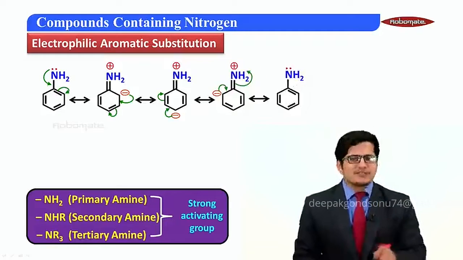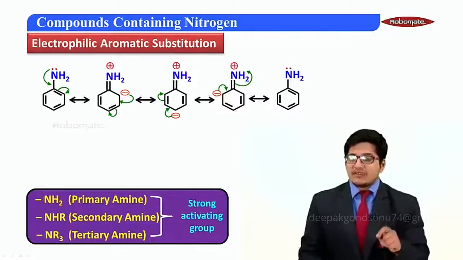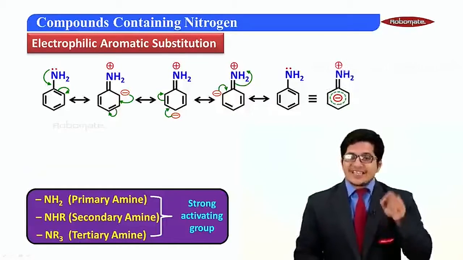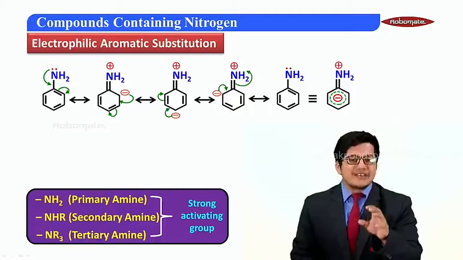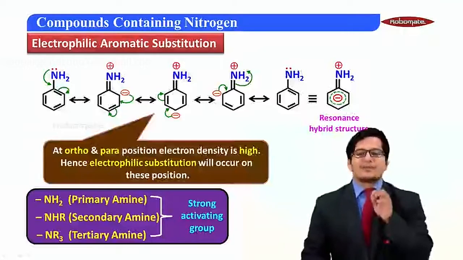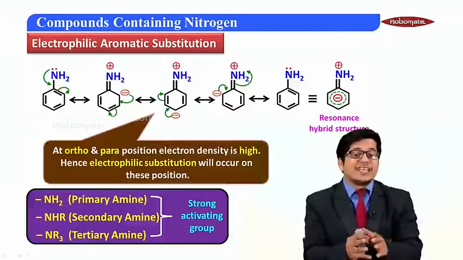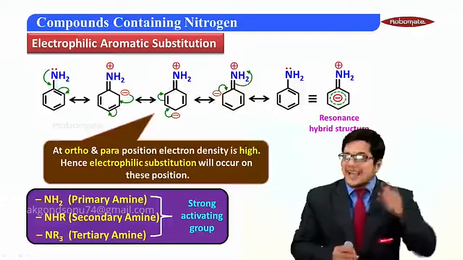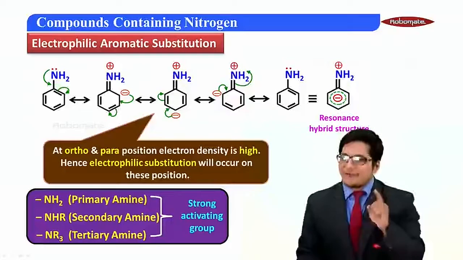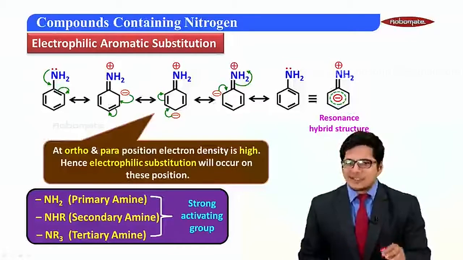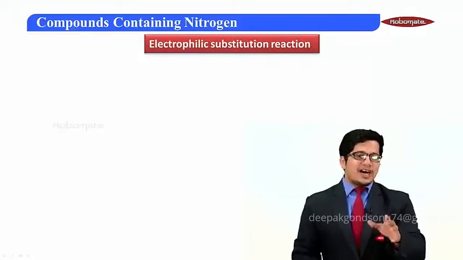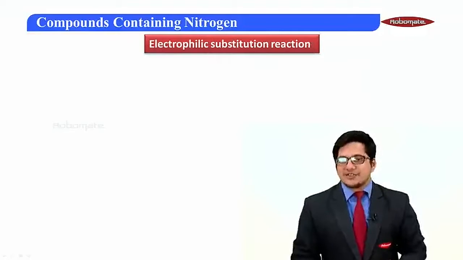Now, here comes a very, very important point which we need to remember: in all of these cases, the negative charge on the benzene ring is only present at the ortho and para positions. That means electron density is very high there, and only those positions would be the highly preferred positions for electrophilic substitution attacks. Now, let's further understand the types of electrophilic substitution reactions.